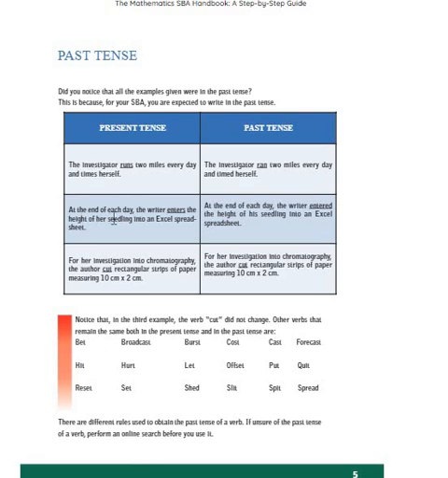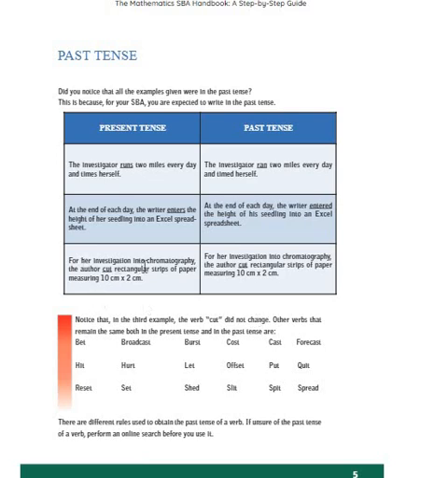Another example, at the end of each day, the writer enters the height of her seedling into an Excel spreadsheet. In past tense, at the end of each day, the writer entered the height of his seedlings into an Excel spreadsheet. You may read these examples for present tense and past tense. Notice that in the third person, the verb cut did not change. Okay, so let's read it.